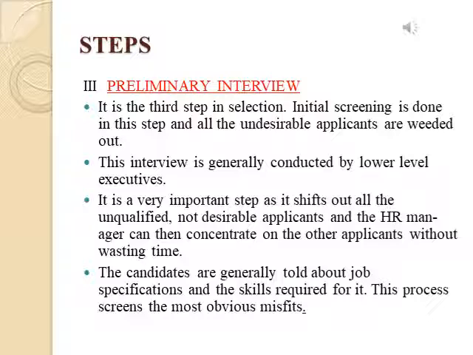The candidates are generally told about the job specifications and the skills required for it. This process screens out the most obvious misfits.